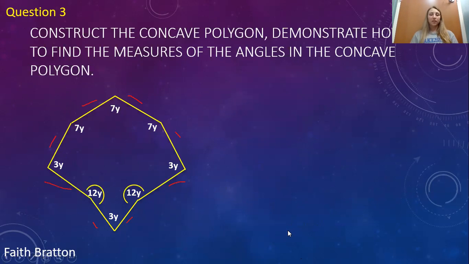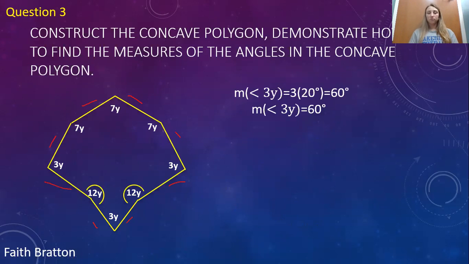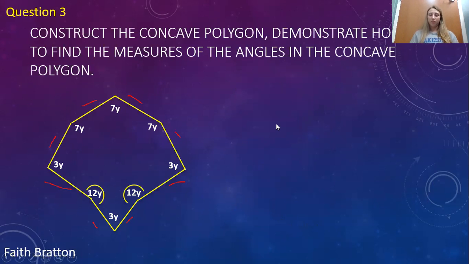Okay, for next, we have to substitute. We substitute the value of y into the expression. Okay, so we'll start with angle 3y. We'll substitute the 20 that we just got from the previous question, y equals 20, and we'll sub it in. Since we have 3y right here, we sub it in. So 3 times 20 equals 60, so the measure of angle 3y equals 60.